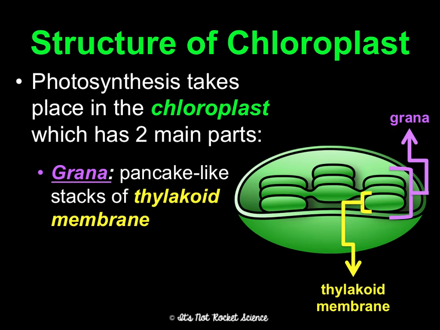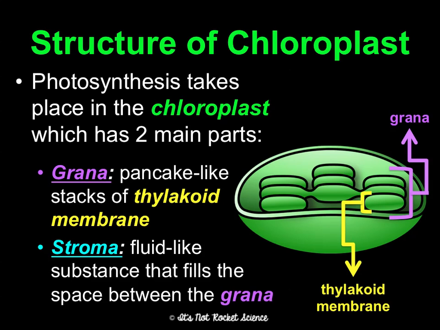Okay, so think of the pancakes as one part of the chloroplast. Stroma is the fluid-like substance that fills the space between the grana. So that's just the fluid that's in the chloroplast. Okay, so we've got pancakes and we've got syrup. I always remember syrup is the stroma because they both start with S, and then pancakes is the grana or the thylakoid membrane.